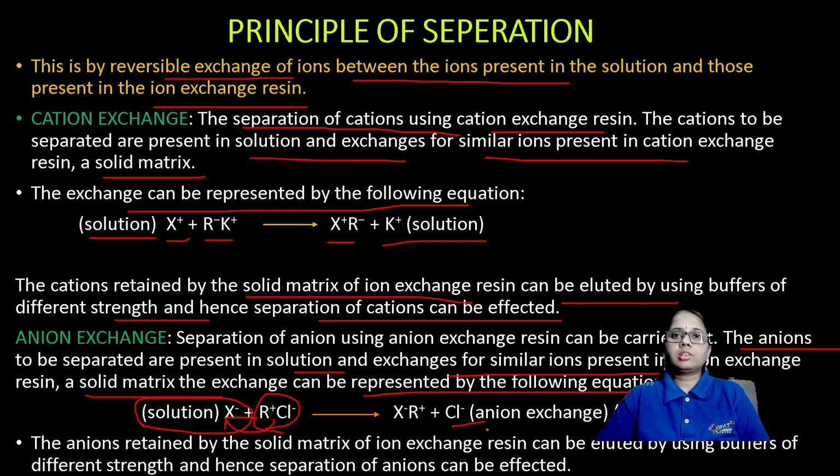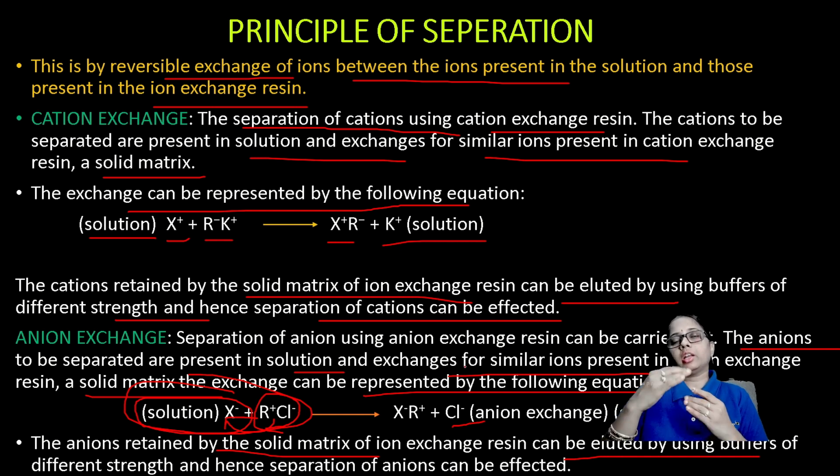Okay, so this has to actually be in the solid state. Here we are going to take the solution, and thereby the separation is going to take place on the solid matrix. Okay, and the anions which are retained by the solid matrix of this ion exchange resin can be eluted by using buffers of different strength, and thus separation of the anions can be effected.